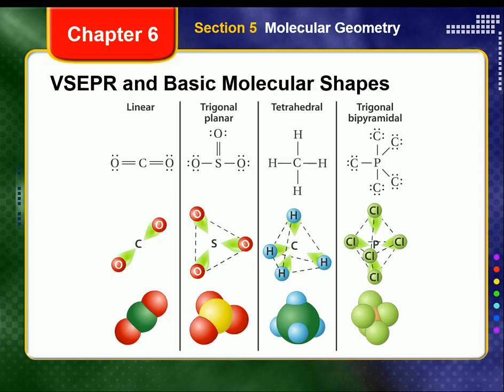On the screen now, you will see some common molecular shapes that you will need to be able to identify for the test. We have the linear shape, the trigonal planar shape, the tetrahedral shape, and the trigonal bipyramidal shape, as well as their respective Lewis structures, which is what you will use to identify each subsequent molecular shape.